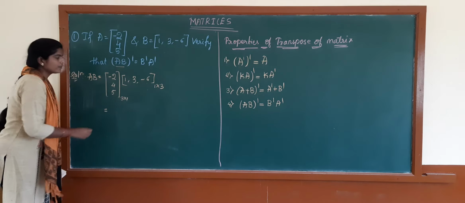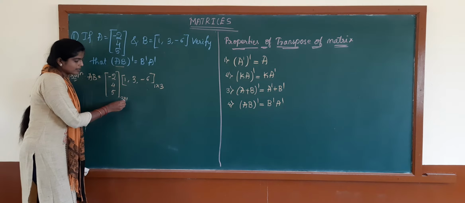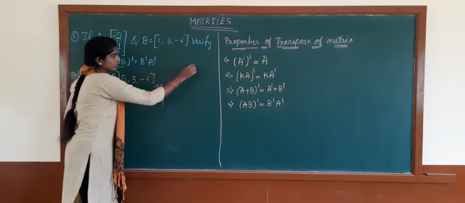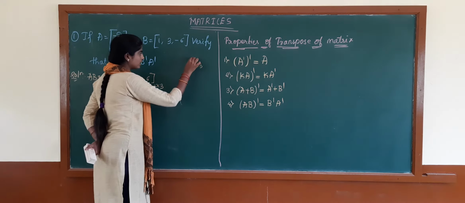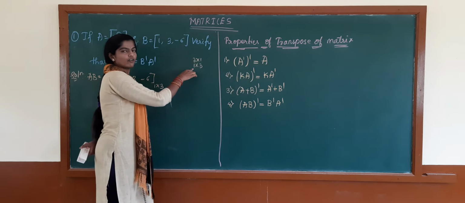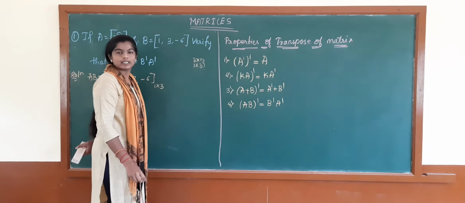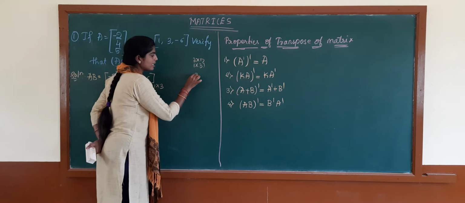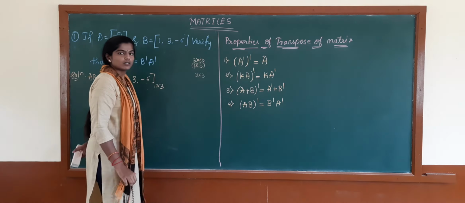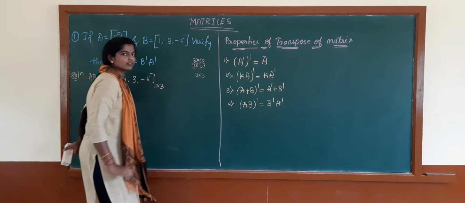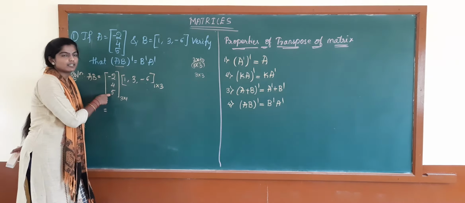So we have to consider the first row, first column. So here it is 3 cross 1, 1 cross 3. So A is of order 1 cross 3, and B is of order 3 cross 1. When we multiply these two matrices, we get a 3 cross 3 matrix. So we have to remember this.